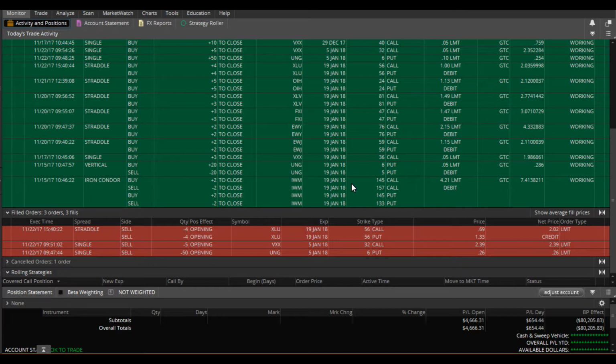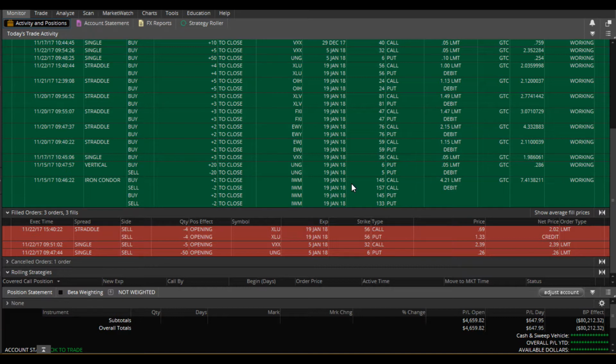Now, XLU, we just did a straddle. We did 4 straddles for a credit of $2.02 per straddle. We'll take a look at the risk analysis page here momentarily, and then take a look at the IV percentile as well. And then we did our weekly trade in the VIX.